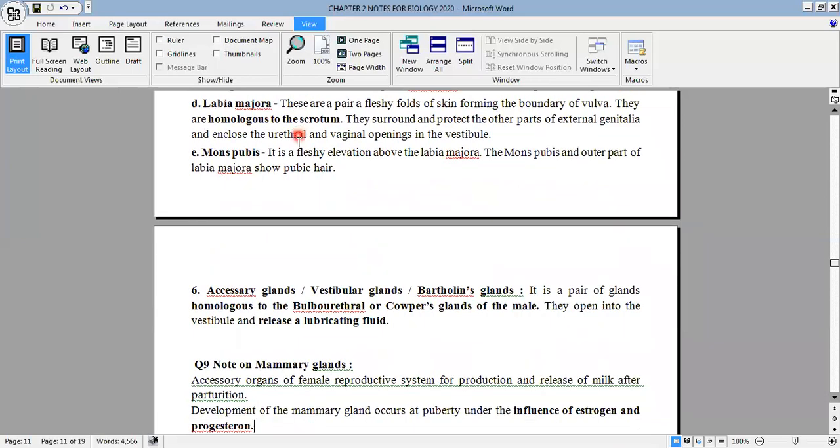Then come to the associated gland. There is only one associated gland in the female reproductive system, and that is Bartholin's gland. This Bartholin's gland is homologous to Cowper's gland in males. Cowper's gland is also called the bulbourethral gland because like Cowper's gland, even Bartholin's gland secretes a lubricating fluid. Now, what is the need of this? Lubricating fluid will help easy passage of sperm in the female reproductive tract. Sperm can easily pass. Lubrication is done by Bartholin's gland.